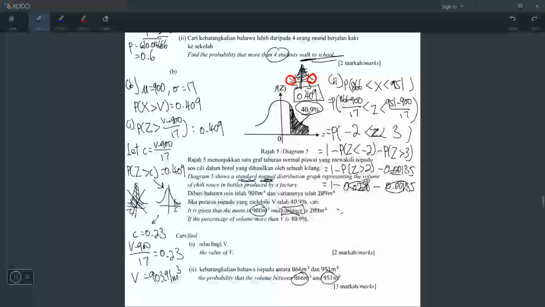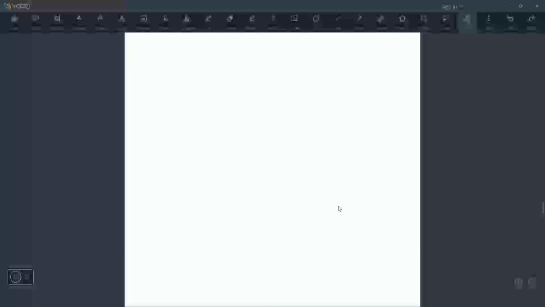And then you just minus everything. 1 minus 0.0228 minus 0.00135. 0.97585. Usually I'll write 4 significant figures, but since it's just one more digit, I will just write it lah. Whatever. So that's how you do it. Okay, that's it already. Now we can continue.